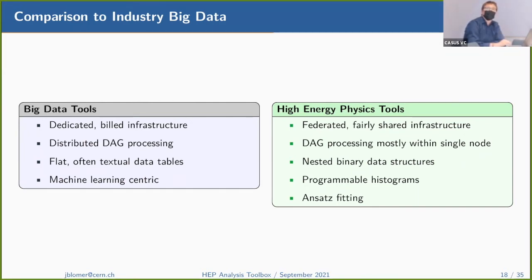What does DAG mean? Directed acyclic graph, representing the dependencies between the different computing tasks.